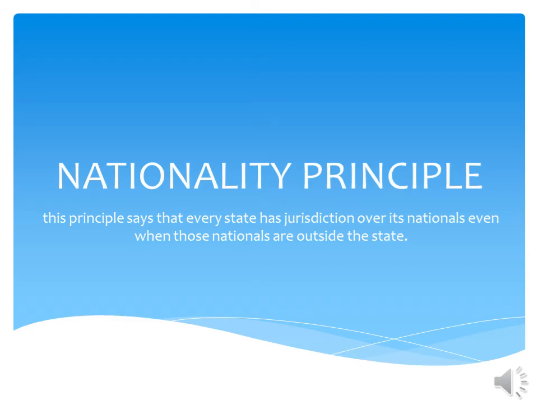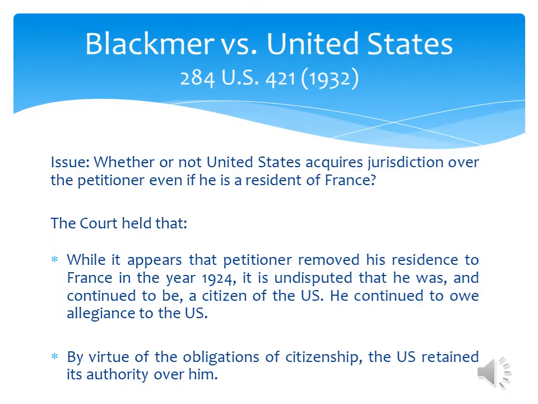Nationality principle. This principle says that every state has jurisdiction over its nationals even when those nationals are outside the state. This doctrine is illustrated in the case of Blackmer versus United States. The issue in this case is whether or not the United States acquires jurisdiction over the petitioner even if he is a resident of France.